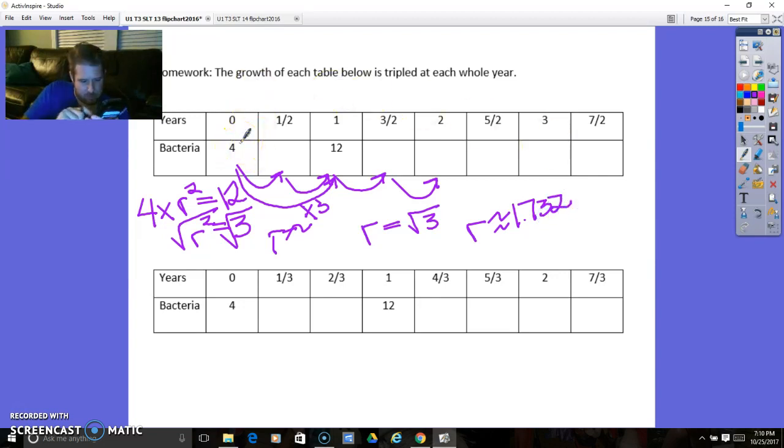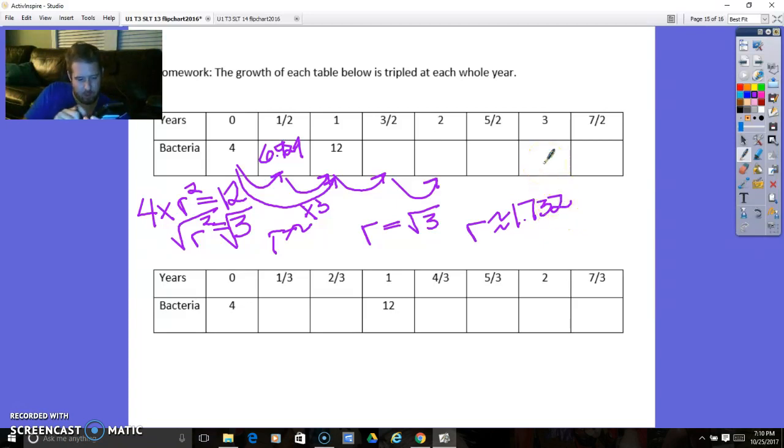1.732 times 4 is 6.928. Now if I multiply that again by 1.732, that's going to give me 11.9999. So notice that it's really, really close to 12. Because once again, we had to round this. This is an irrational number. We rounded it to the nearest thousandth.